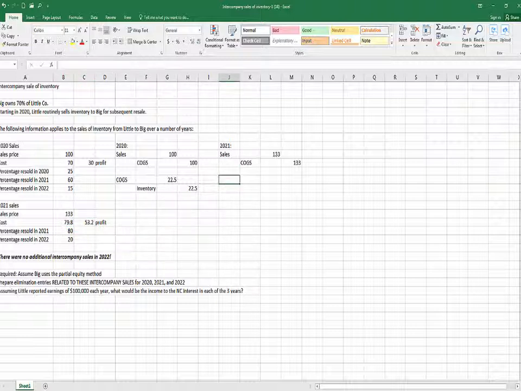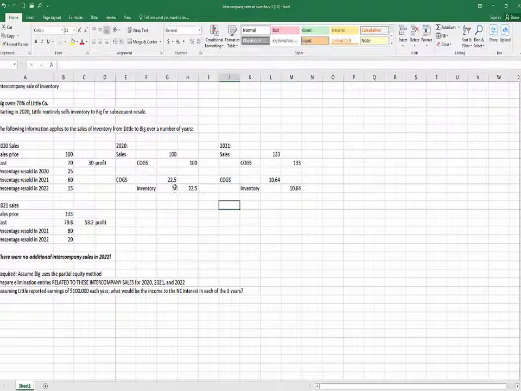And again, we do that by increasing our cost of goods sold. So 20% of 53.2. There we go. And we reduce our inventory.